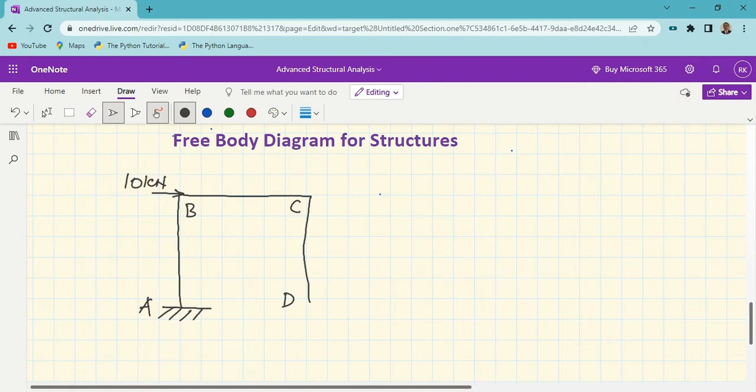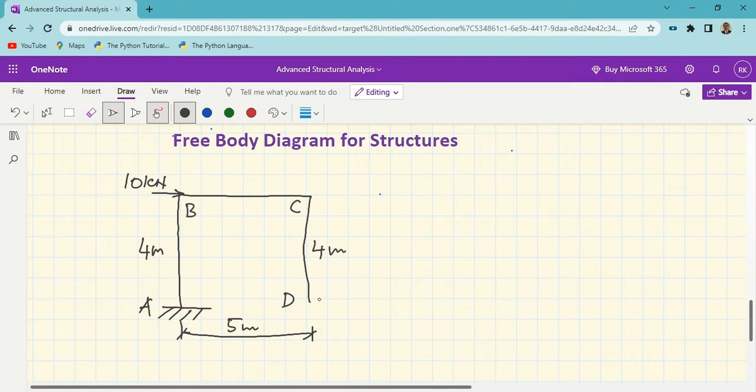Let's start with some simple things. I will say that the length of column AB is around 4 meters. Length of beam BC is around, let us say, 5 meters, and length of column CD is again 4 meters. Let's keep it simple. So this is the frame. We need to draw the free body diagram of the particular frame.